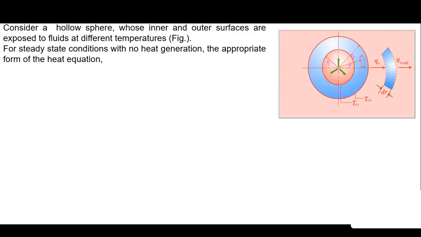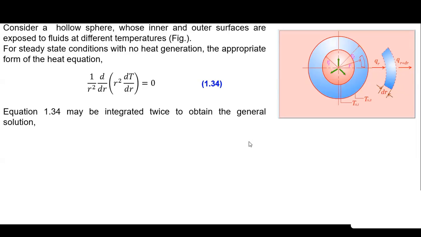So considering the radial heat flow only, the equation is 1 upon r square d upon dr of r square into dT by dr is equal to 0. Now this 1 upon r square can be carried to the other side and it will become 0. So it reduces to d upon dr of r square dT upon dr. If you integrate it twice, you will get the temperature distribution equation in this fashion. That is T equals C1 upon r plus C2.